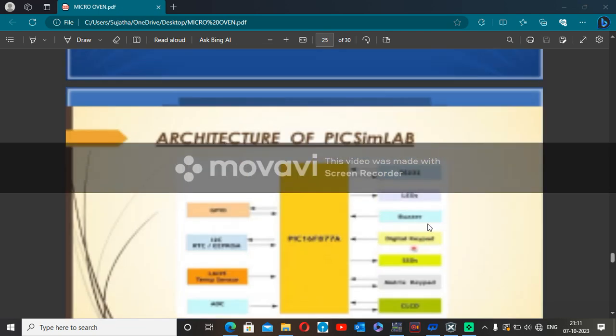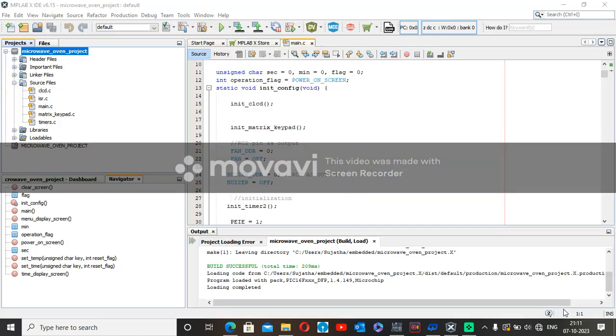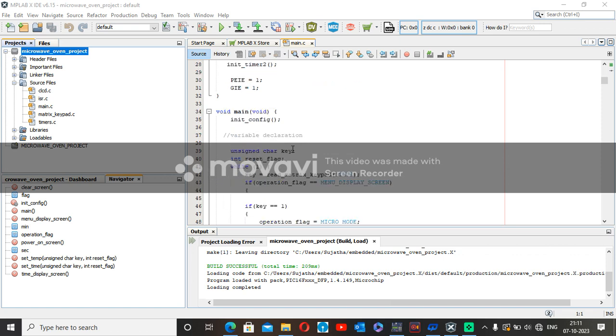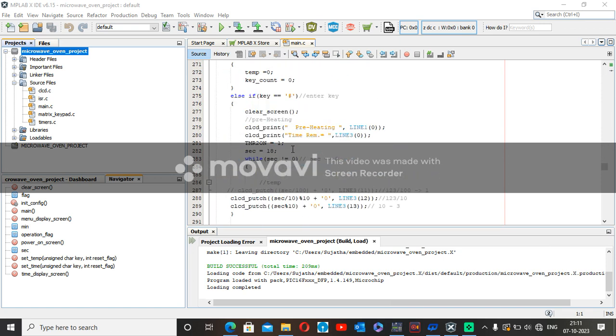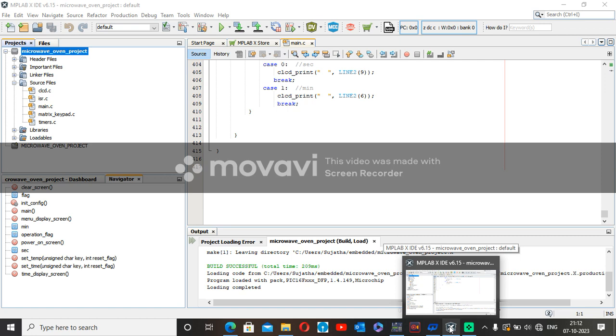Now let us see the simulation part of the project. Let us see the embedded programming of the code. Here it goes through main.c. The program was written clearly and we got the output, loading completely and built successfully. So now let us see the simulation part of the code.